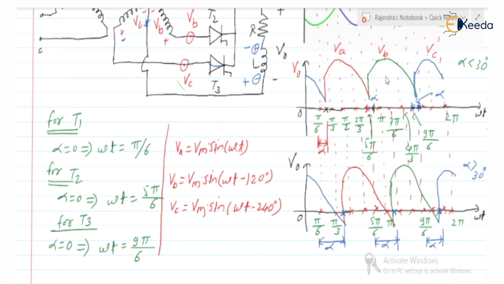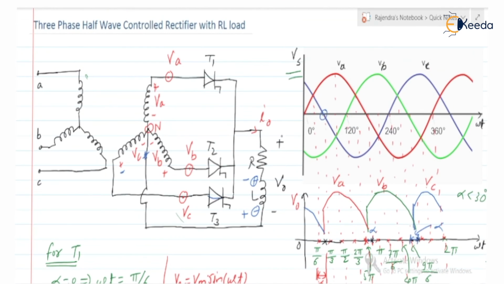For alpha less than 30 and for alpha greater than 30: for alpha less than 30 there is no change in the V0 waveform, it is the same as that of the purely resistive load. But for alpha greater than 30 degree, in the V0 waveform, from pi by 3 to the instant we apply the gate pulse to thyristor T1, during this interval for purely resistive load it was zero voltage, but for RL load it is a negative voltage. So this is about the operation of the three-phase half-wave controlled rectifier with RL load.